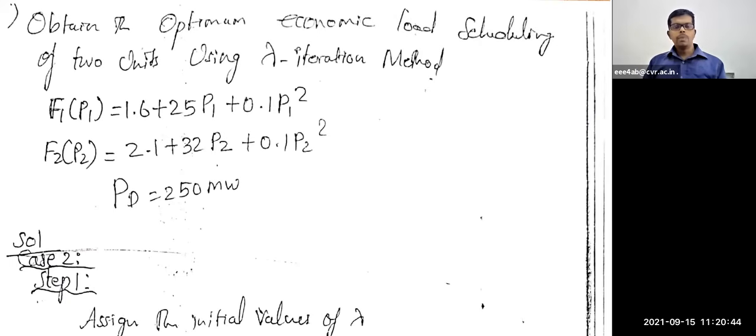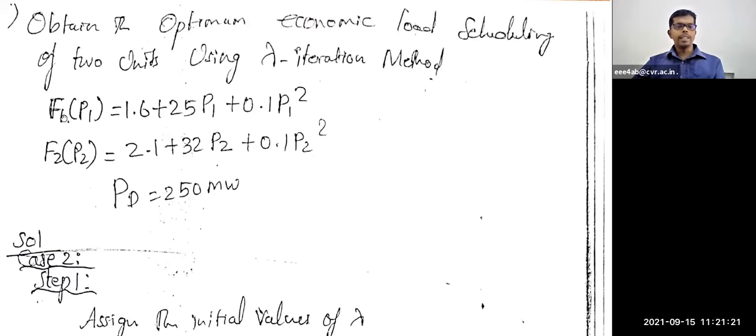Now I am giving you a small assignment problem. You try to solve this problem with the lambda iteration method. It is very simple, 2 generating units only. Demand is 250 megawatt. Whatever we have seen in the previous topic, the lambda iteration method algorithm we solved, by using that algorithm you need to solve this problem for 2 generating units.